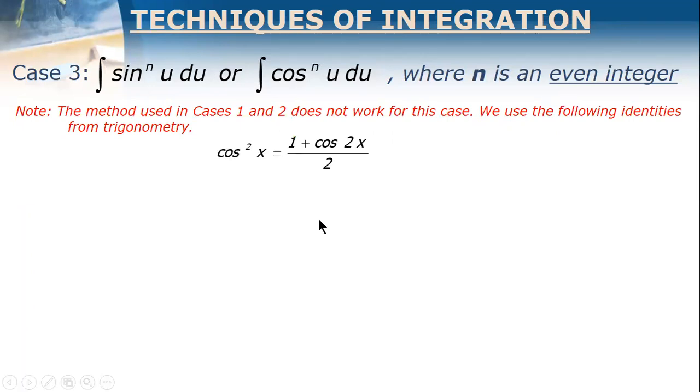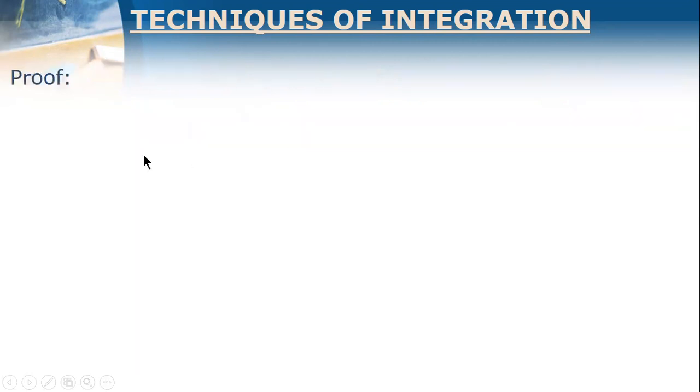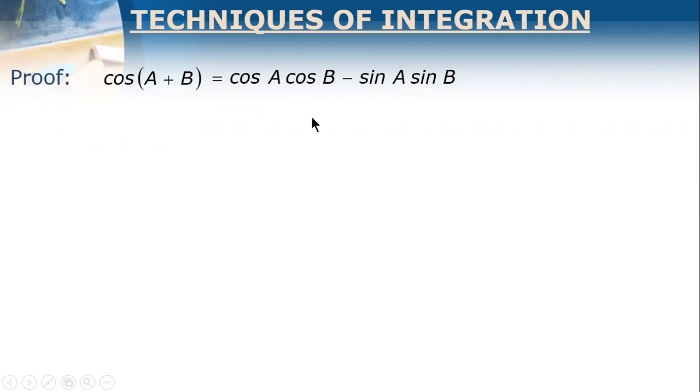We have this one: cosine squared x is equal to 1 plus cosine 2x over 2, and the other one is sine squared x is equal to 1 minus cosine 2x over 2. So, let's review first. In trigonometry, first you have the sum and difference of two angles. The cosine of the sum of two angles A and B is cosine A cosine B minus sine A sine B. You have learned this one in trigonometry.